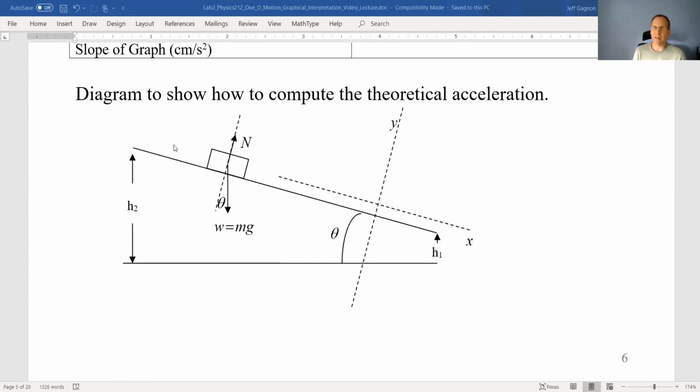So because we know the acceleration is occurring in the x direction, nothing's happening in the y direction. The cart is not leaving the air track at all. It's just accelerating down the air track. So we can think of it as moving just in the x direction if I orient my coordinate system like that.